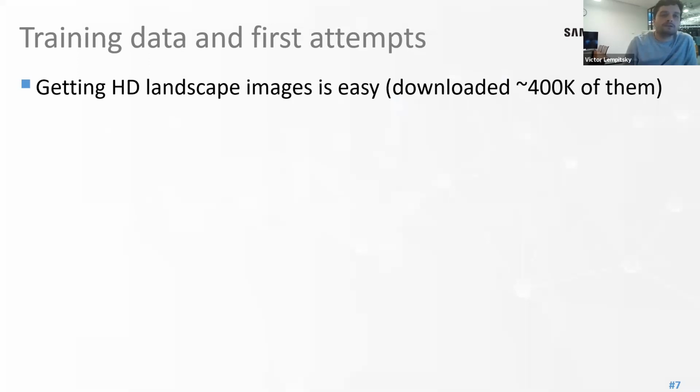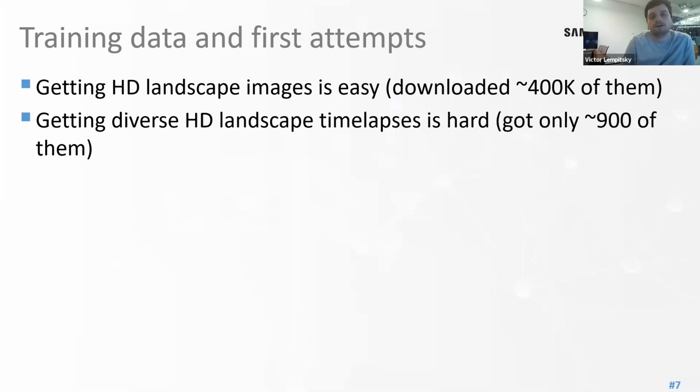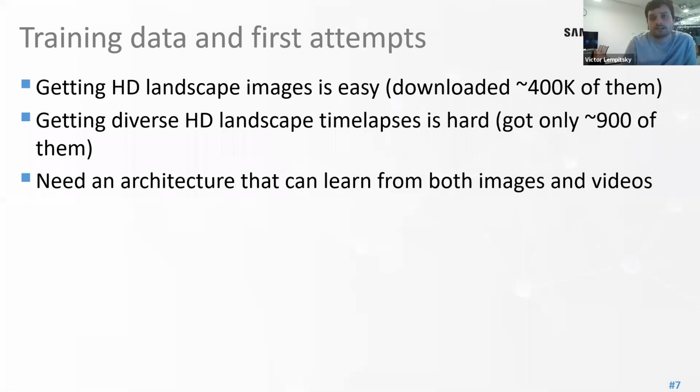What is a bottleneck is getting videos. I think the guys invested quite a lot of effort in getting realistic and diverse landscape videos at least medium resolution, and it's not easy. In the end, for the published version, we worked with less than 1,000 of them. And of course, if we were to train only from those 900 videos, it won't capture all the diversity of landscapes. So obviously we need an architecture that can learn from both the image data set and the video data set, model the appearance based on the image data set and model the typical motions based on the video data set.